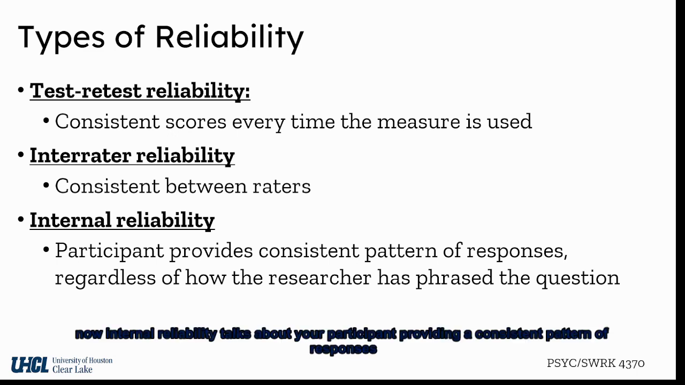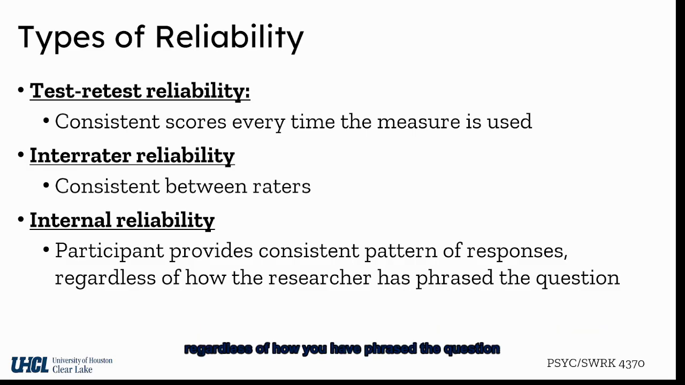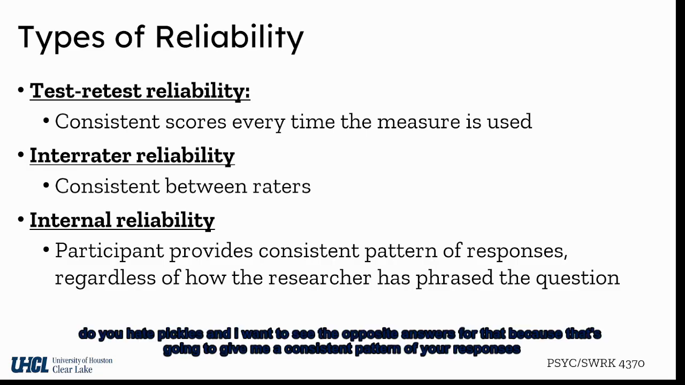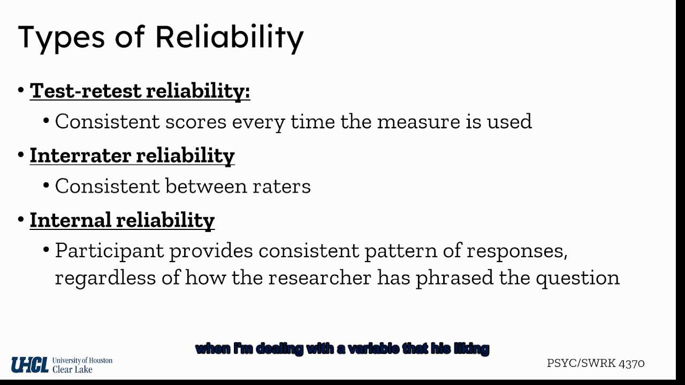Now, internal reliability talks about your participant providing a consistent pattern of responses regardless of how you have phrased the question. So I might ask a question, do you like pickles? And then later on, I might ask you the question, do you hate pickles? And I want to see the opposite answers for that, because that's going to give me a consistent pattern of your responses when I'm dealing with a variable that is liking pickles.